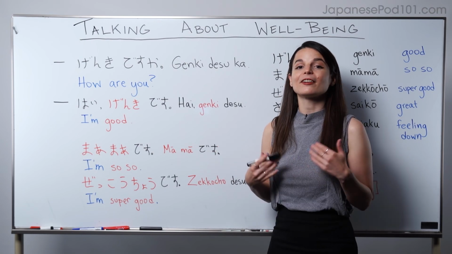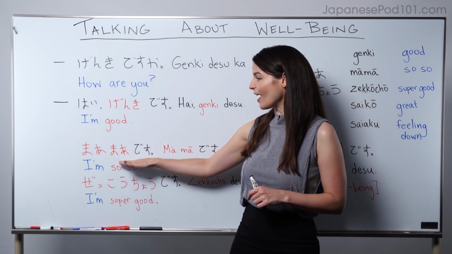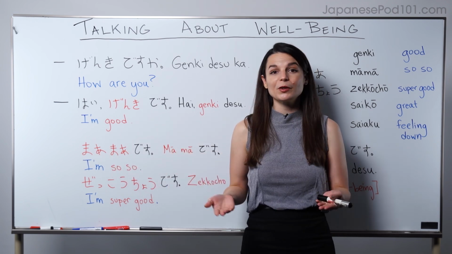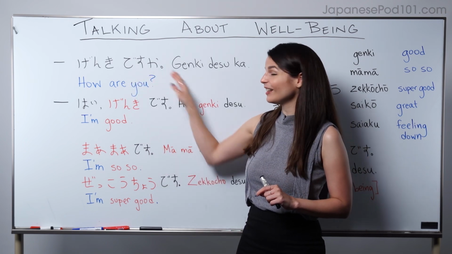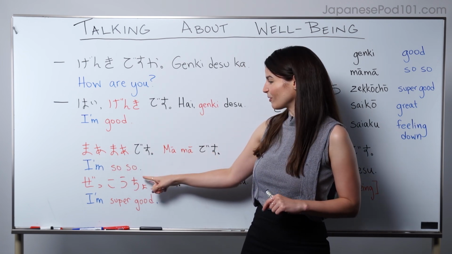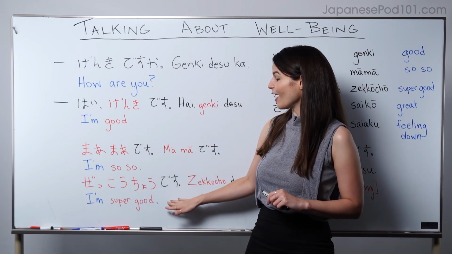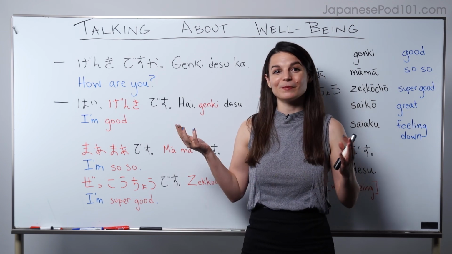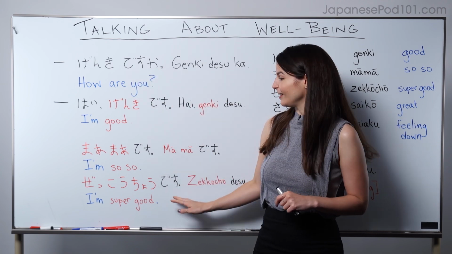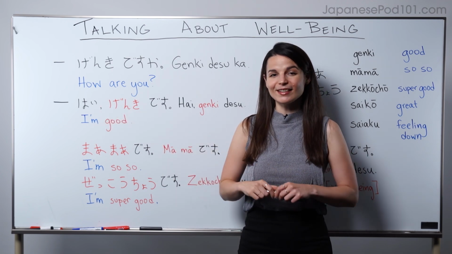Okay, now let's take a look at a few more examples that use different vocabulary words. First is まあまあです. This means I'm so-so. You can use this in response to the same question here. 元気ですか? How are you? まあまあです. I'm so-so. The next example here is 絶好調です, which means I'm super good or I'm great, I'm doing awesome. So again, you can respond to this question with this sentence. 元気ですか? 絶好調です. Or if you like, you can use はい at the beginning. はい、絶好調です.